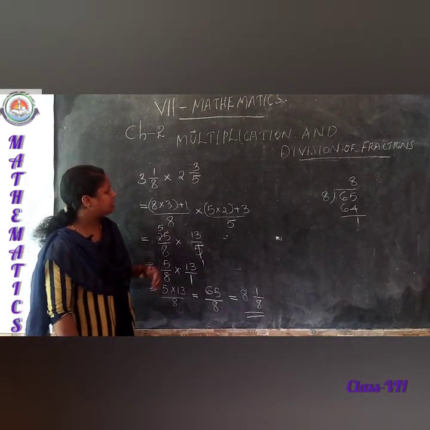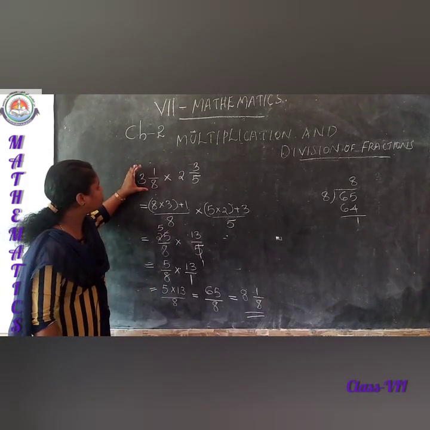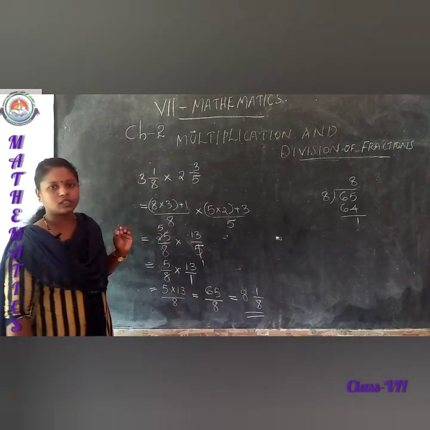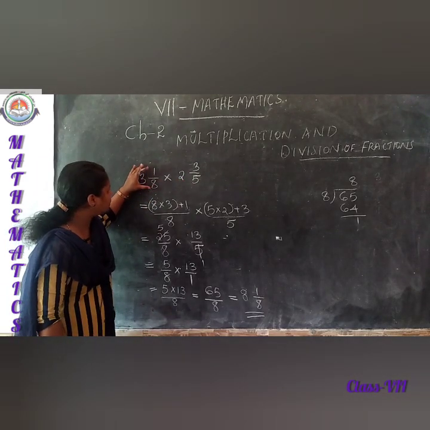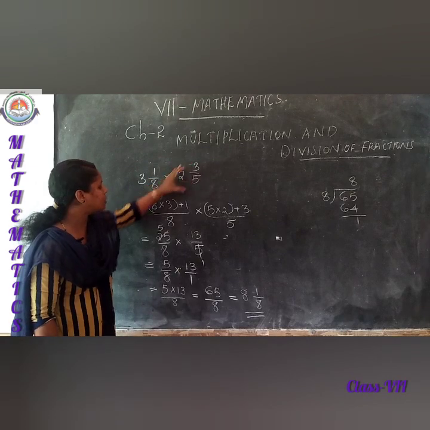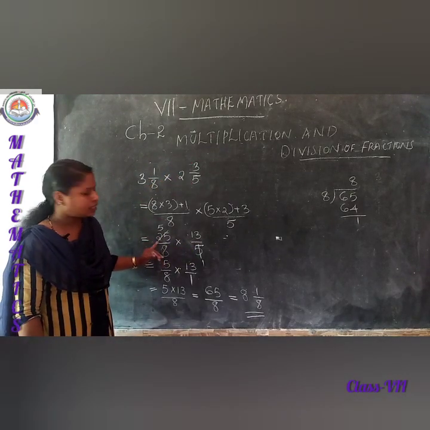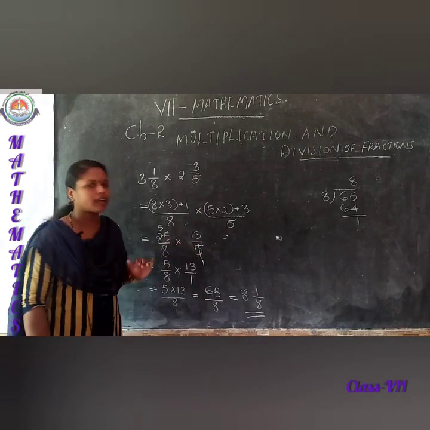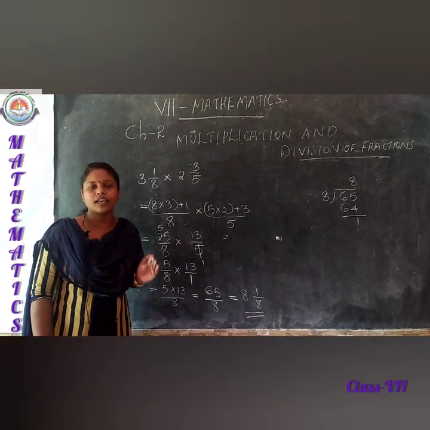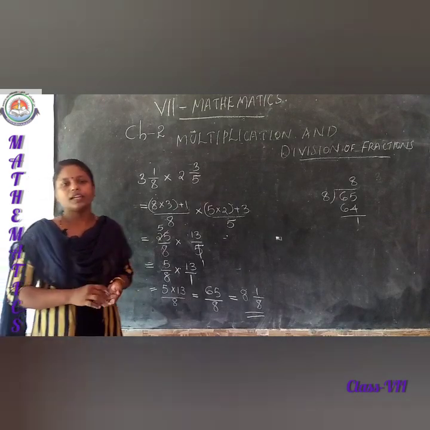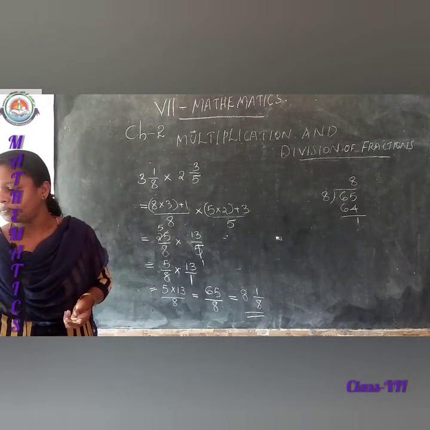I think it is clear. Here we have two mixed numbers. So first of all, we are converting these mixed numbers into improper fractions. Okay, then we have removed the common factors from the numerators and denominators. Clear? We can discuss some more questions.